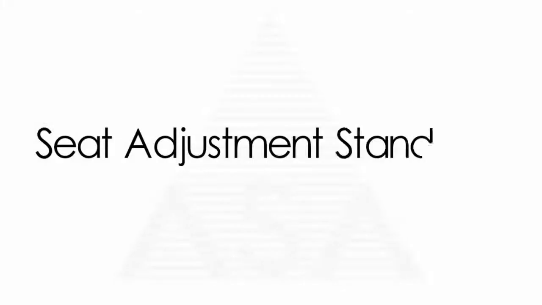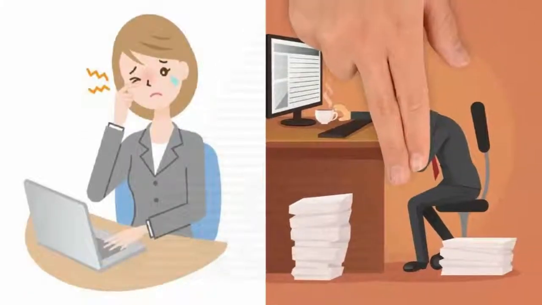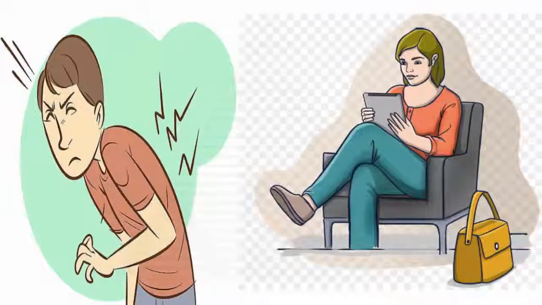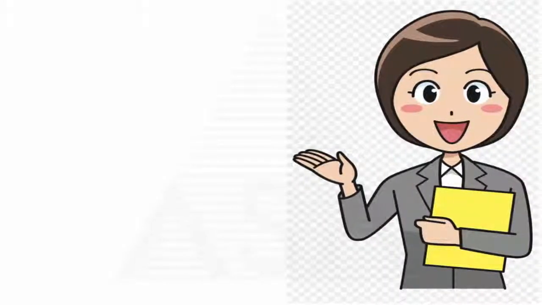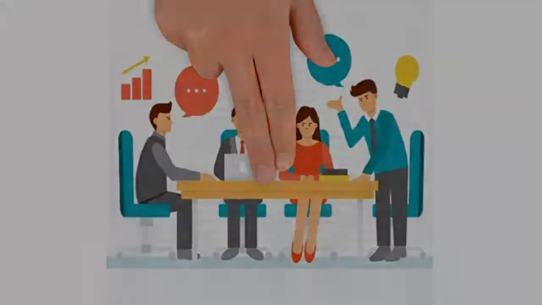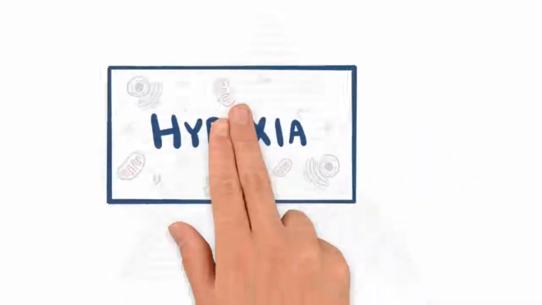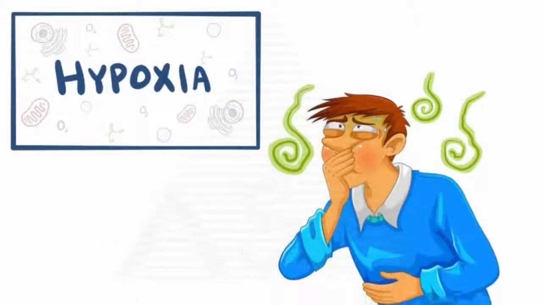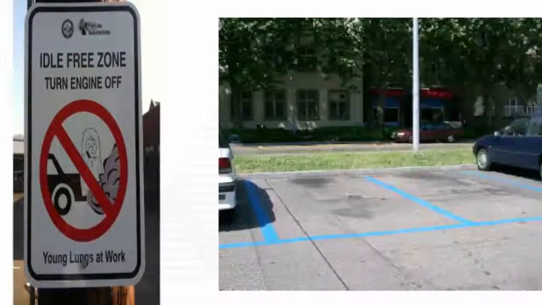Seat adjustment standard. Following the standards to avoid visual or physical discomfort and strain in the body. Short naps support. Following furniture options are provided for the regular building occupants for job satisfaction and group cohesiveness. Signage for idling vehicle engine. To mitigate hypoxia and nausea, provide signage visible from pickup, drop-off and parking areas.